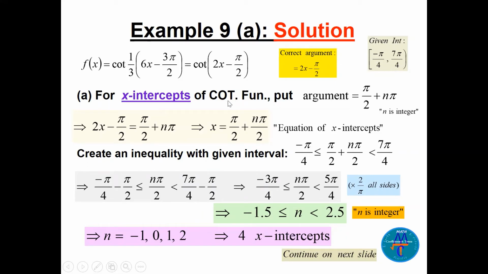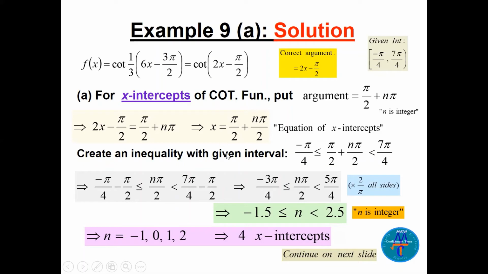So to find the x-intercept of the cotan, we put the argument equal to pi over 2 plus n pi, where n is an integer, because the cotan of x is equal to the cosine of x divided by sine of x. So in the x-intercept, we put y equal to 0. That means the cosine will be 0, and the cosine will be 0 at pi over 2 plus n pi. So we take the argument here, 2x minus pi over 2 is equal to pi over 2 plus n pi. Take this on the other side, becomes pi, divide by 2. So x equals pi over 2 plus n pi over 2. This is the equation of the x-intercept, remember.